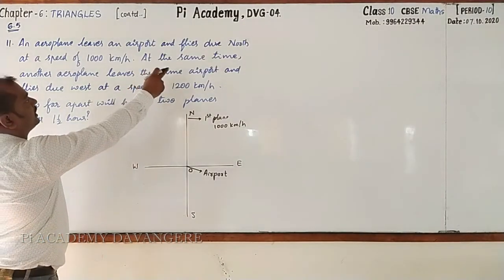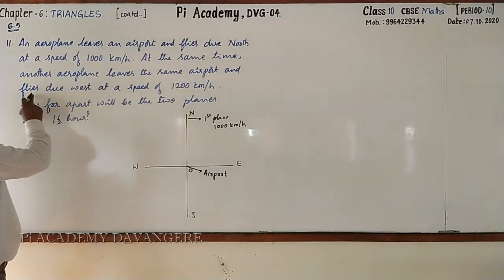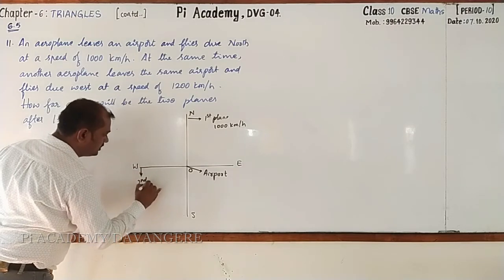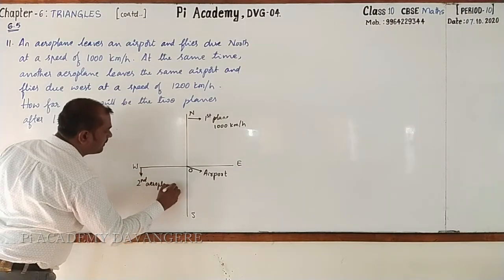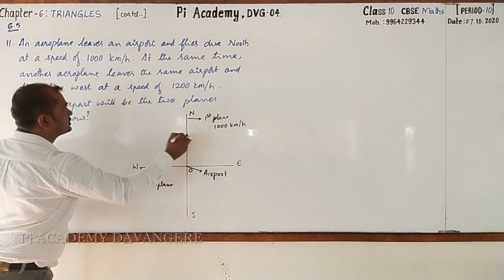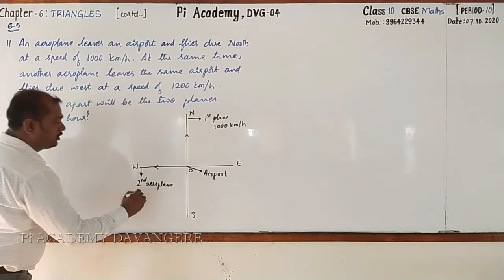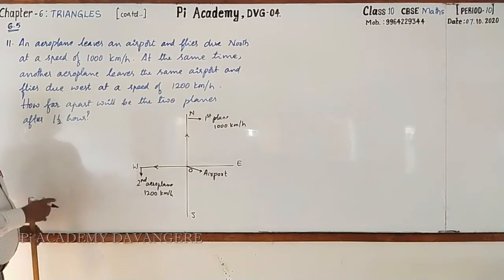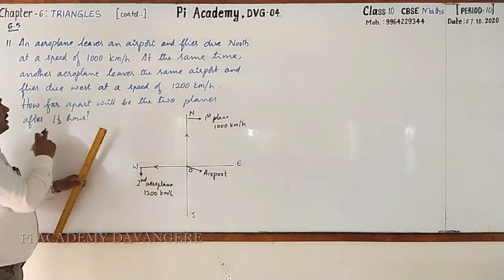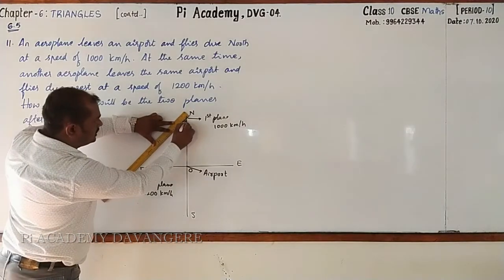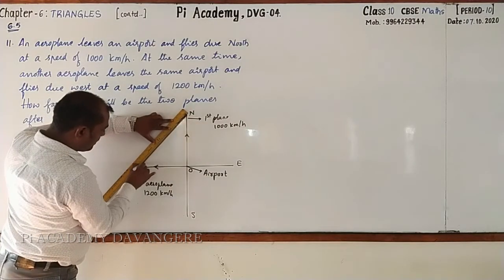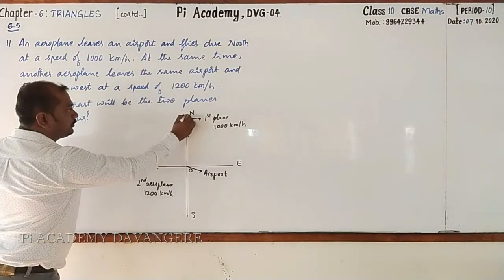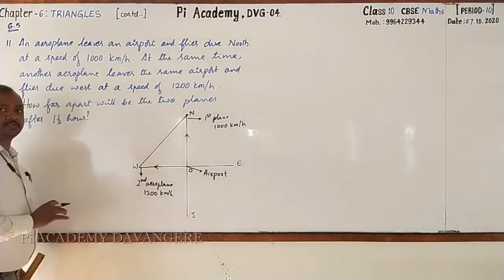Next, at the same time, another aeroplane leaves the same airport and flies due west. Look, the second aeroplane is here. It moves towards west at a speed of 1200 kilometer per hour. Now we are going to find out how far apart the two planes will be after 1.5 hours. Okay, I take these points. Got it? You are going to find out the distance from north to west or west to north.